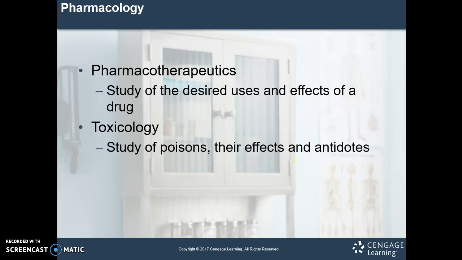Pharmacotherapeutics is the study of the desired uses and effects of a drug. And toxicology, an interesting field, is the study of poisons, their effects, and antidotes. And sometimes toxicology can be the study of drugs that aren't intended to be poisons, but become poisonous because maybe they were taken in excess or taken by someone who can't process them as well, say someone with decreased kidney function.